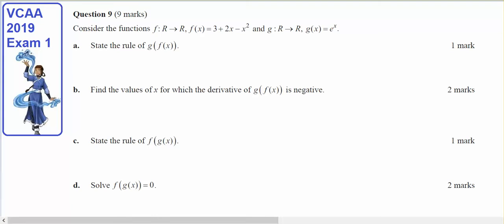This is for Year 12 Methods. It comes out of 2019 VCAA Exam 1, question number 9. So this is f, and this is g, and I've got to put f inside of g. So this is going to equal g of f of x, e to the 3 plus 2x minus x squared.